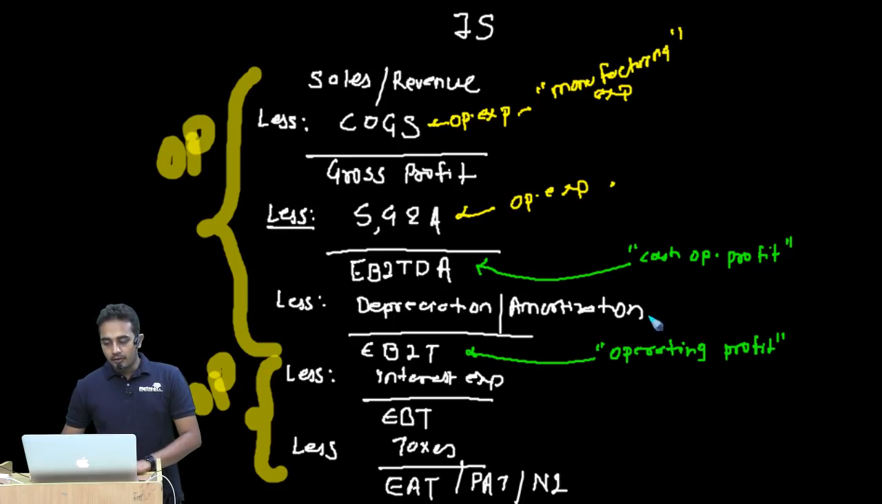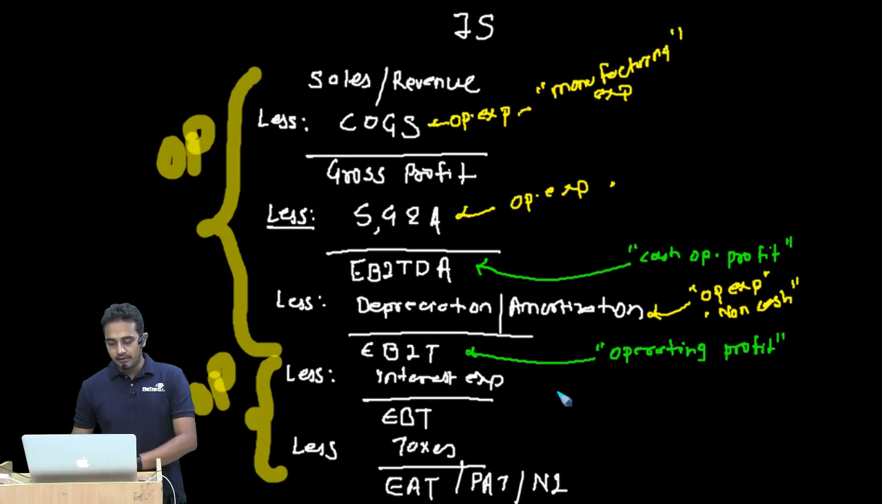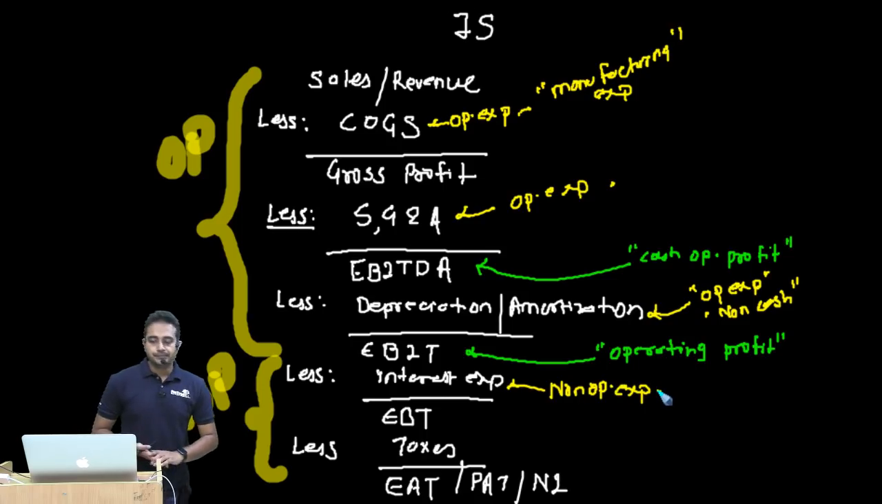Then depreciation and amortization. Is this operating? Depreciation. Is it an operating cost? So it's an operating expenditure, but it is non-cash. Operating expenditure, but it is a non-cash expenditure. And typically interest, we will call this as non-operating expenditure.